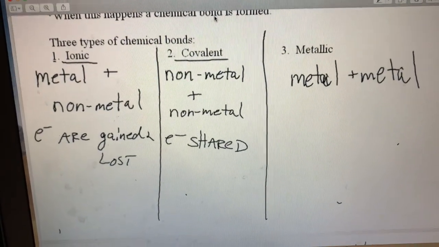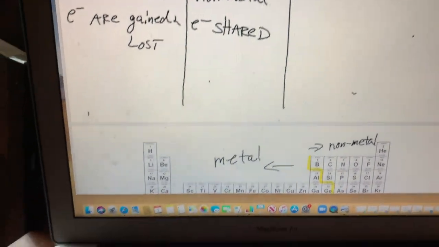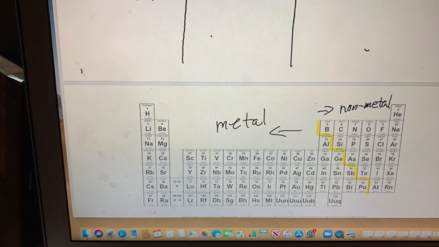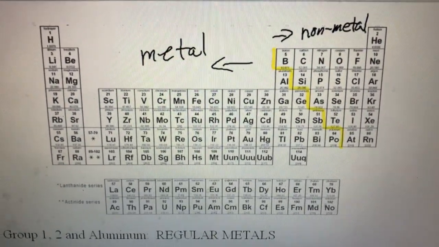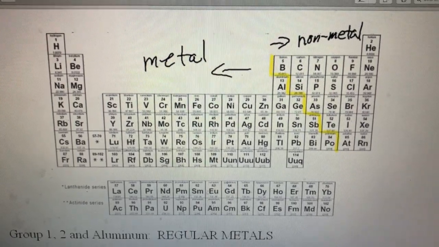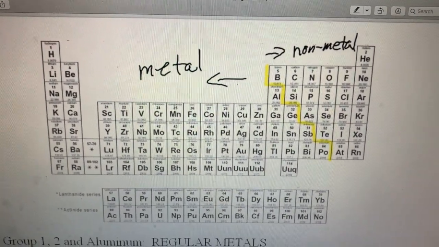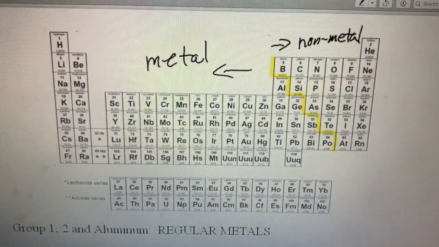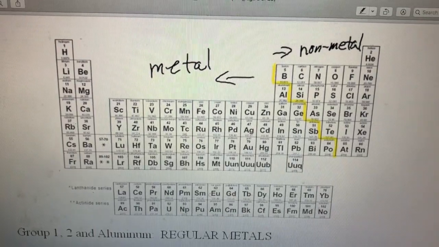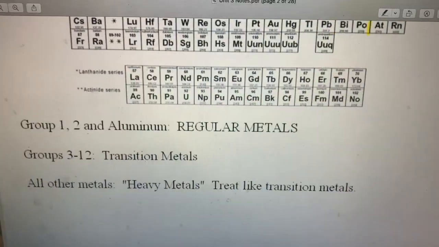So what we're going to cover now is review from Unit 2, which hopefully you still know, but we want to make sure you get down. Remember, when looking at your periodic table, you have a stair step. Everything to the left of that stair step is a metal. Everything to the right is a non-metal. That's going to become really important to us in this unit when we're figuring out what type of compound we're dealing with.